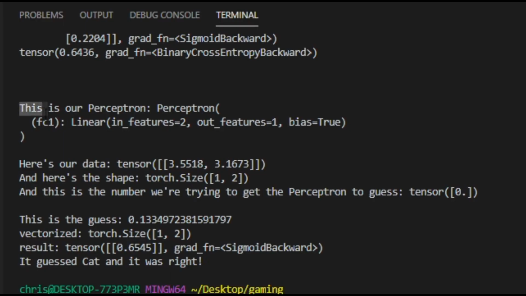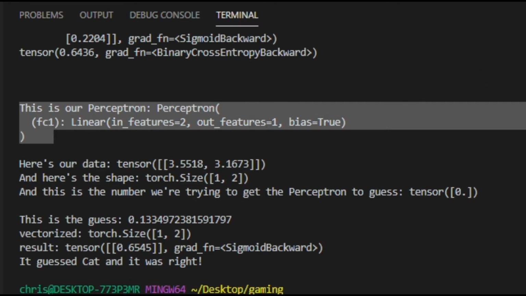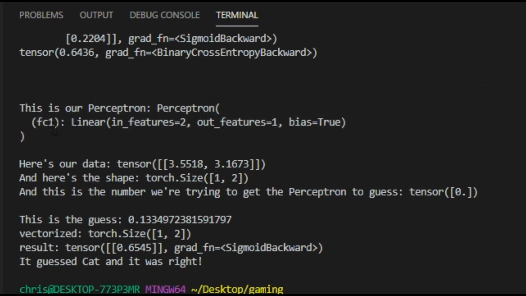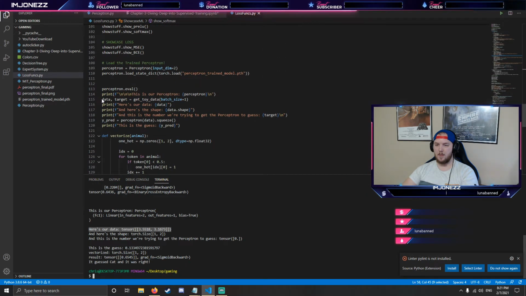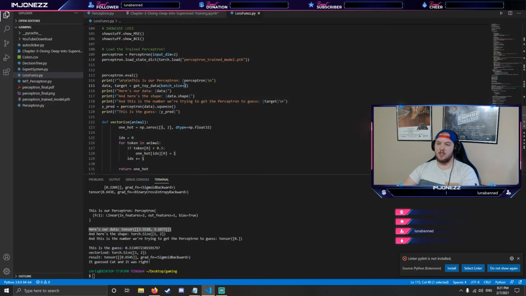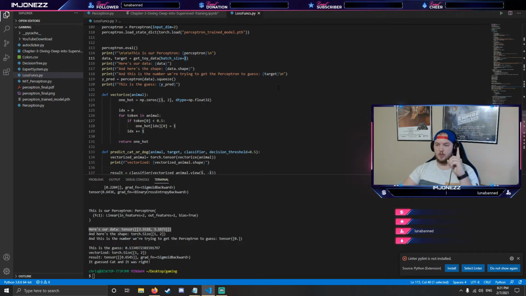This is what happens when we print out our class, the Perceptron class. We get a good look at all of the layers within. Here's our data. So we're grabbing that right here. We're getting data target from that same get toy data. But you'll notice instead of calling it on 1,000 different batches, we just want to test 1 data point, so we did 1.